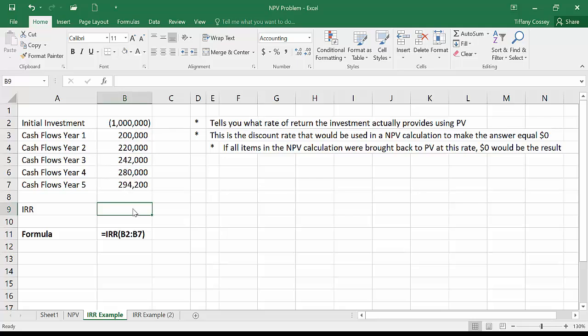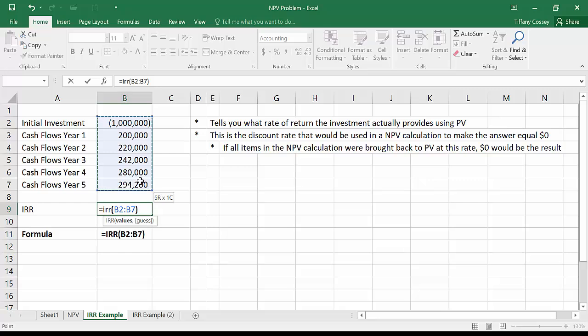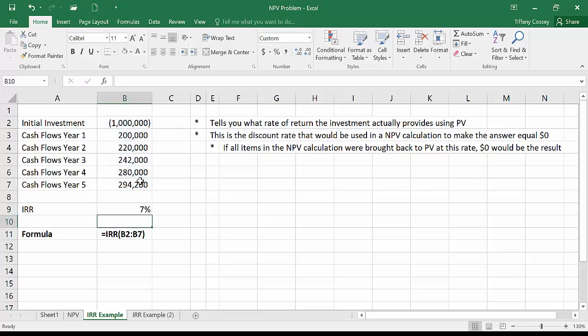So to figure out the IRR of this stream of payments that I have here, I'm just going to hit equals IRR, open parentheses, capture those in the brackets, close my brackets, and hit enter.